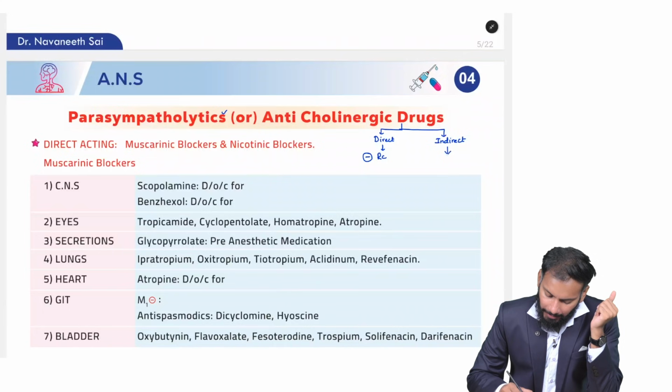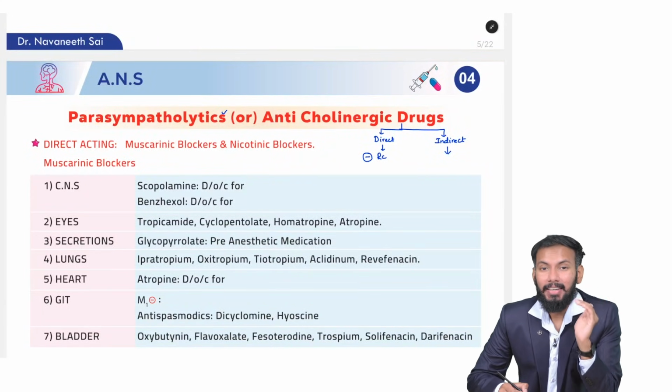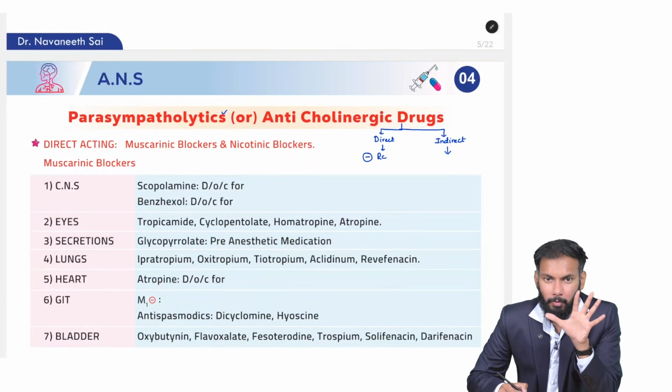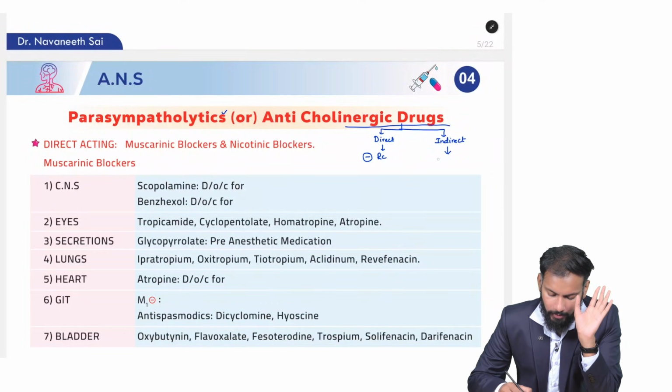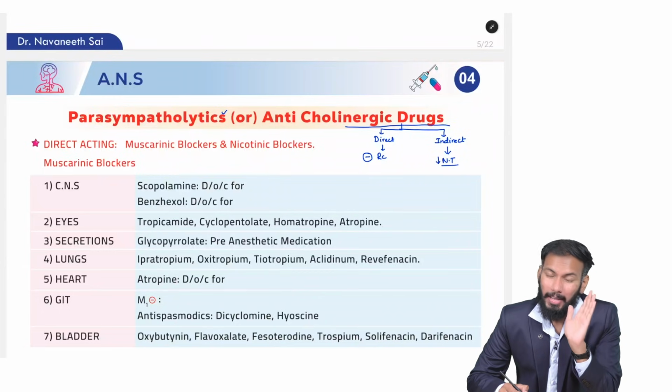What about the indirect acting drugs? Indirect acting drugs will act via neurotransmitters. Since these are anticholinergic drugs, they will decrease the neurotransmitter, so it will not act on the receptor and functions will be reduced. That's all.